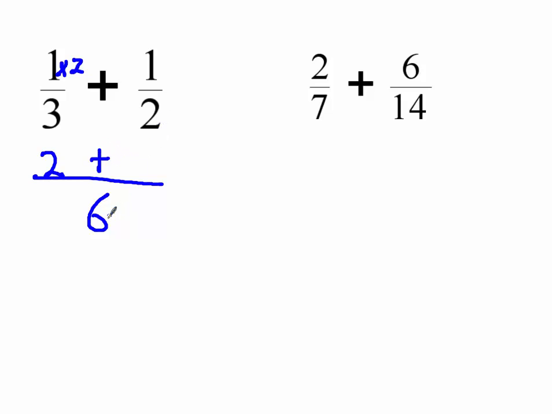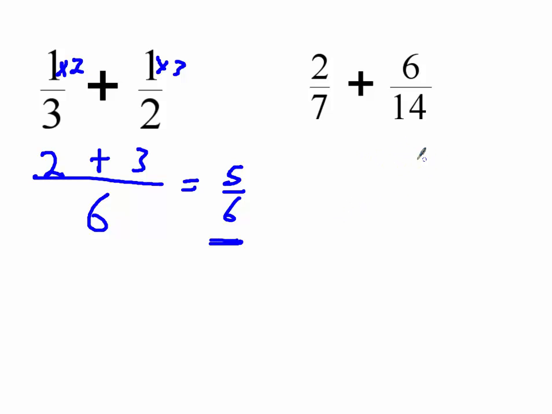Plus, how many times does 2 go into 6? That is 3 times. So 3 times 1 is giving us 3. So at the end of the day, our answer is going to be 5 out of 6.